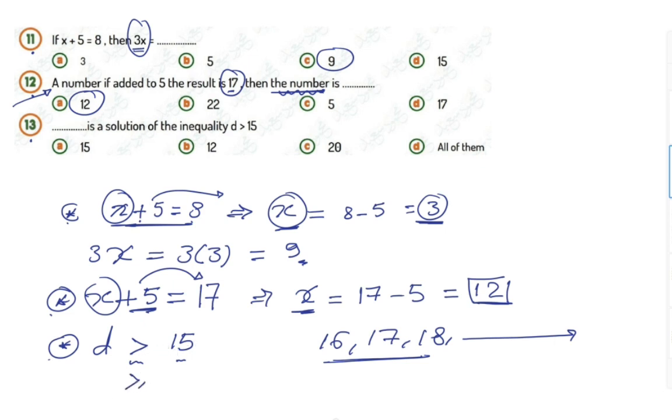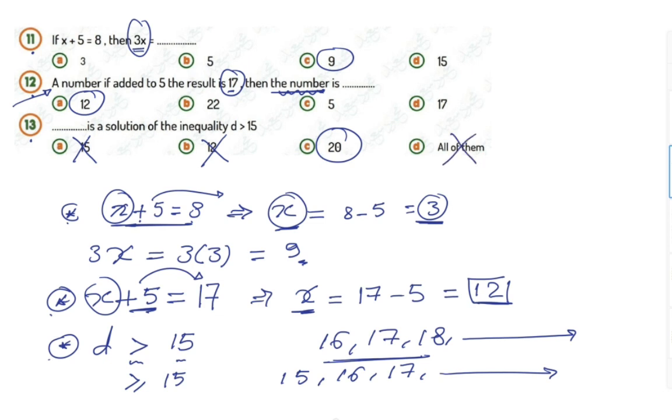If he writes it as greater than or equals 15, then the solution will be 15 or 16 or 17 and so on. Okay, look at these numbers here. First, 15. Is 15 a solution? No. Why? There is no equal, so it's false. Is 12 greater than 15? No. Is 20 greater than 15? Yes. Of course, not all of them.